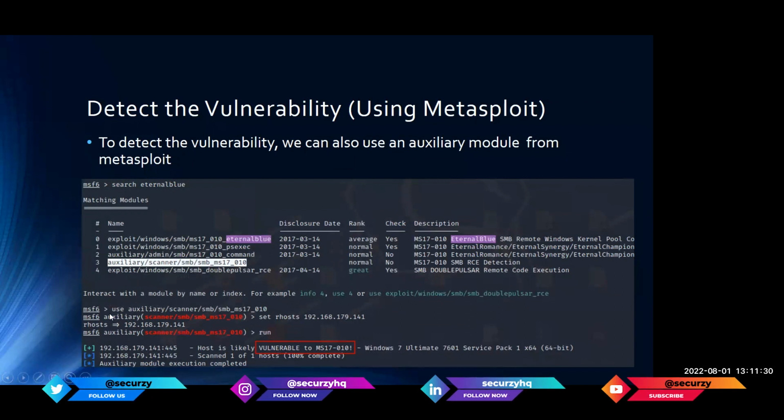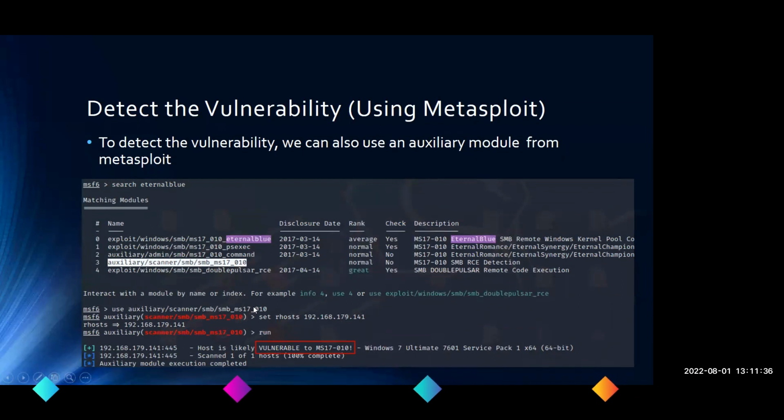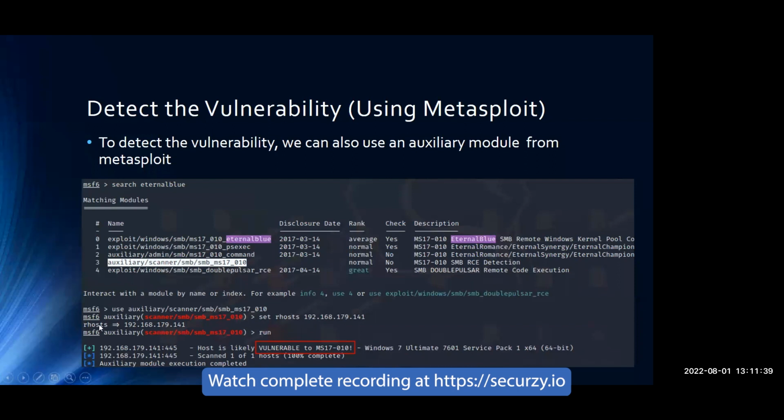What you need to do is use this module. The command is use and then the module name. Then we set the RHOST. RHOST means the remote host, or the target machine that we are attacking. When we have supplied the IP address of the remote machine, we run the exploit and we see that the host is likely vulnerable to MS17-010. So this is how we can detect whether a machine is vulnerable to EternalBlue or not.